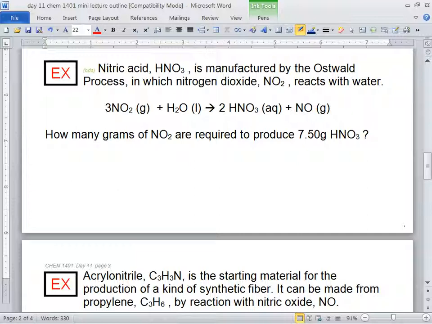Yeah, so where would you want to start? Yeah, I would start with that 7.5 grams of nitric acid and do the converting. It's exactly what I would do. I would start with this. Now watch your units. Your units tell you what step to do next.